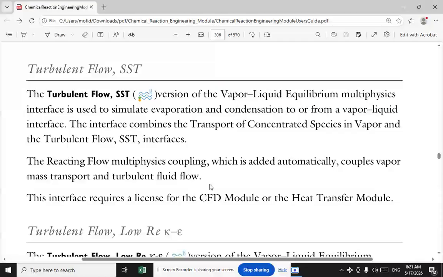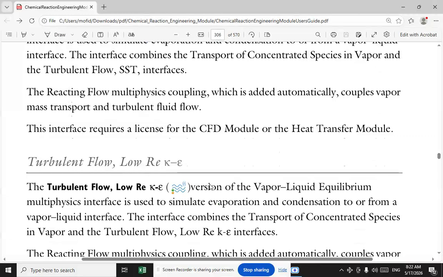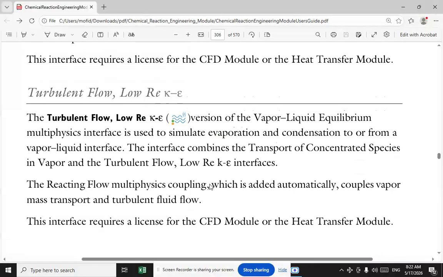Now I want to go through the turbulent fluid SST. The turbulent fluid SST version of the vapor liquid equilibrium multiphysics interface is used to simulate evaporation and condensation to or from a vapor liquid interface. The interface combines the transport of concentrated species in vapor and turbulent fluid SST interfaces. The reacting fluid multiphysics coupling, which is added automatically, couples vapor mass transfer and turbulent fluid flow. This interface requires a license for the Battery module or the Heat Transfer module.